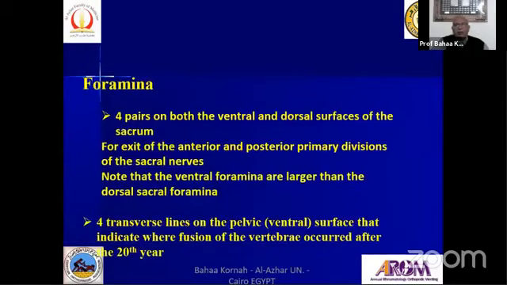What about the foramina? It is very important to know there are four pairs on both the ventral and dorsal surfaces of the sacrum for the exit of the anterior and posterior primary divisions of the sacral nerves. Notice that the ventral foramina are larger than the dorsal sacral foramina. The four transverse lines on the pelvic ventral surface indicate where the fusion of the vertebrae occurred after 20 years.